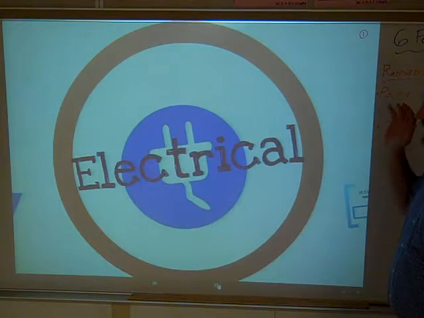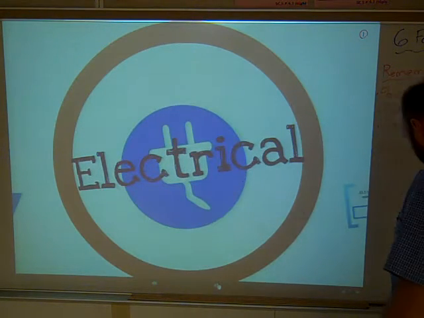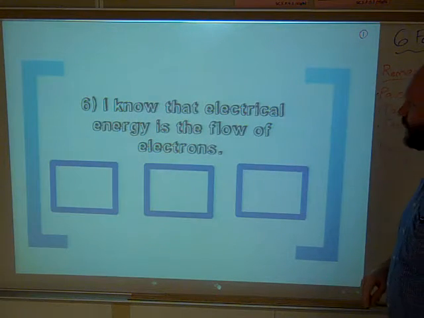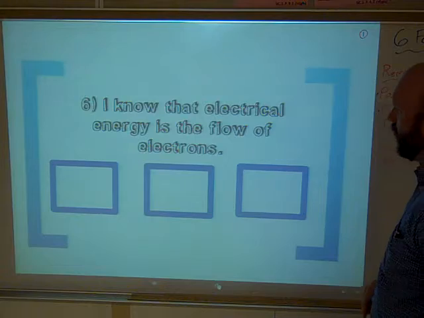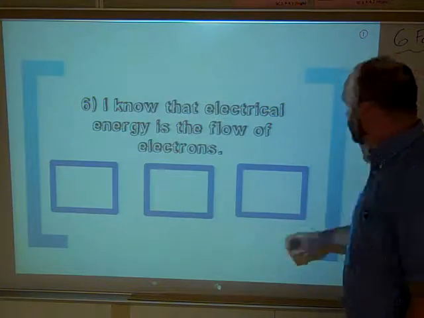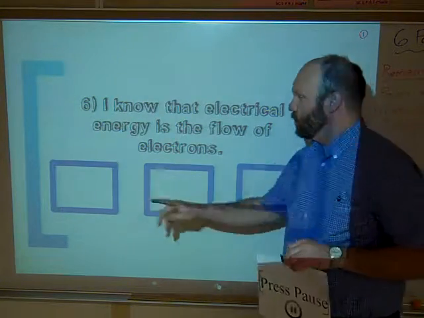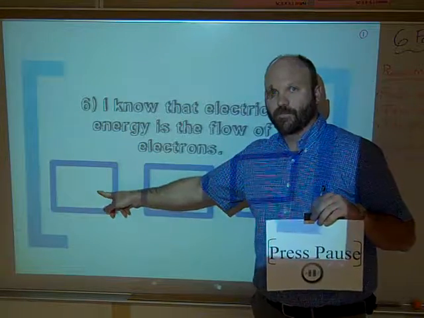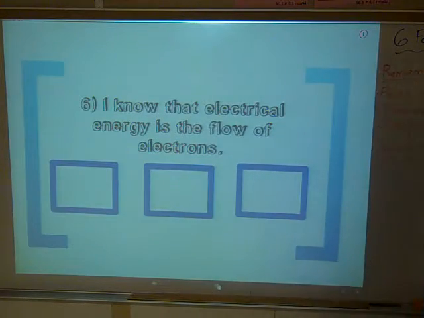Today we are talking about electrical energy, and our sixth and final learning goal is, I know that electrical energy is the flow of electrons. Give me your 3 boxes. Make sure you give me a scale score in the first box. When you're finished, go ahead and press play. All right, you should have been done writing down your learning goal. Let's get into it.